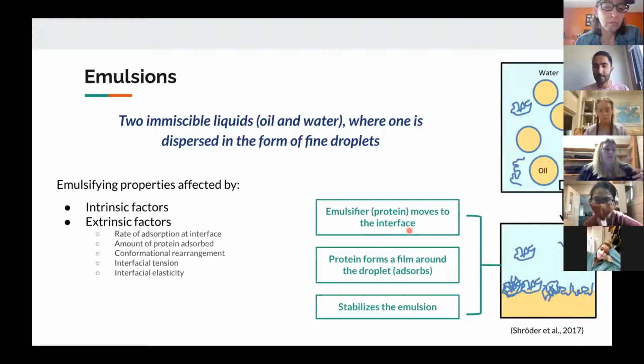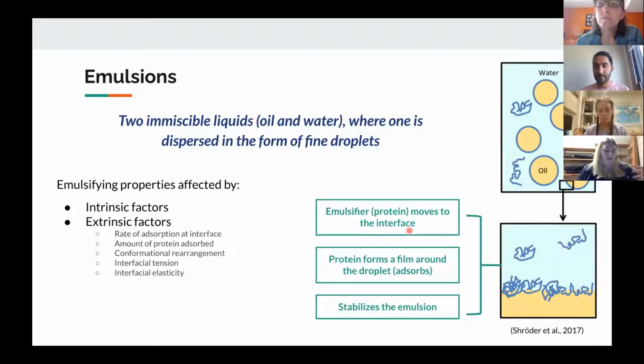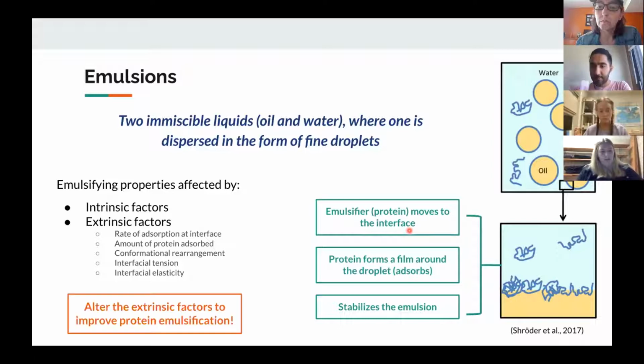A protein's ability to emulsify depends on a lot of factors, like the intrinsic factors: surface hydrophobicity, charge, and flexibility. These are all dependent on extrinsic factors like temperature, pH, and processing. So the papers that we're reviewing will focus on how extrinsic factors can be altered to enhance a protein's emulsification activity and stability.